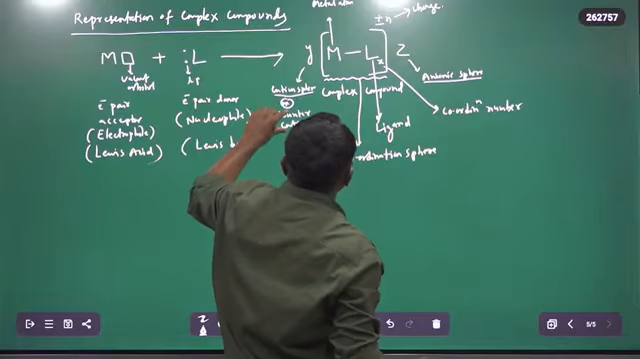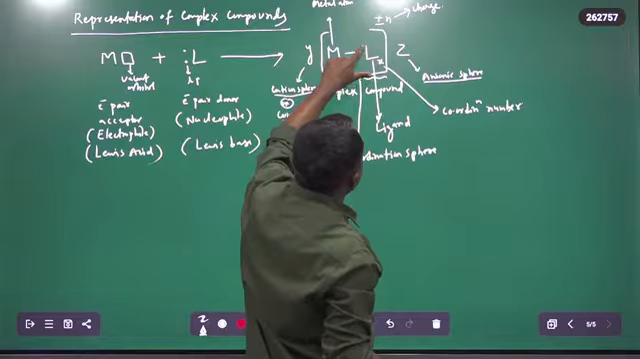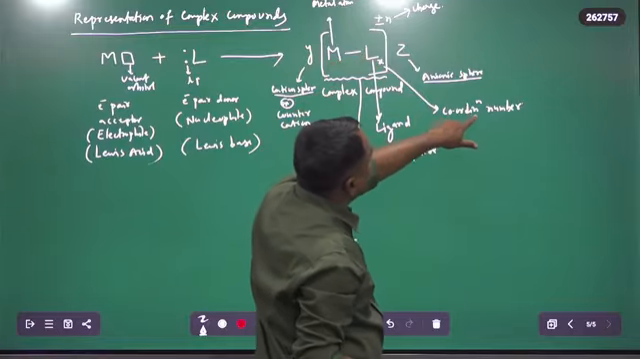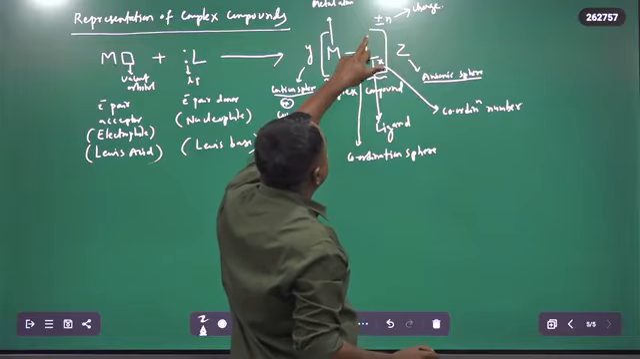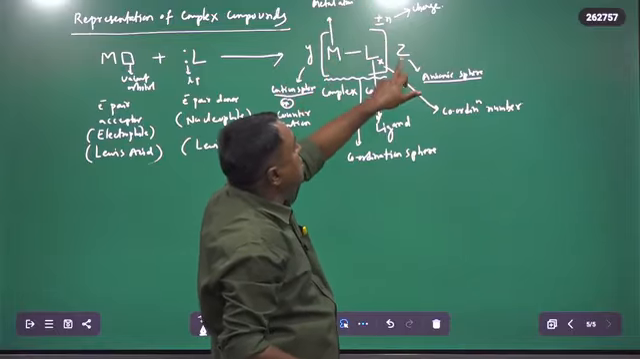This cation is nothing but what? Counter cation. And this is the metal atom. L is the ligand. X is the number that represents the coordination number, and this is the charge which is present on the complex compound, and Z is the anion.